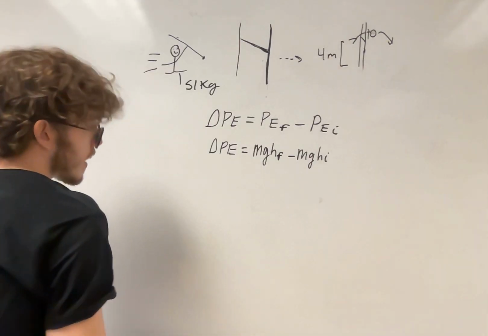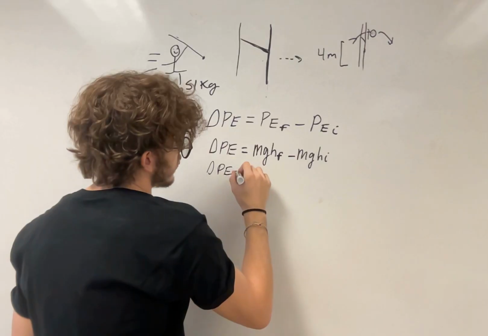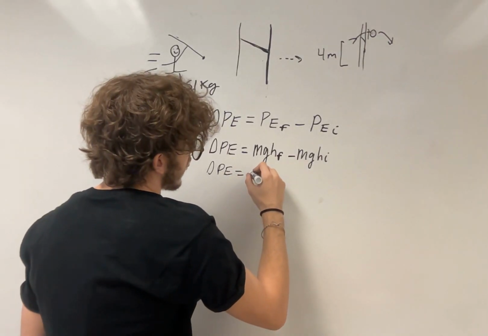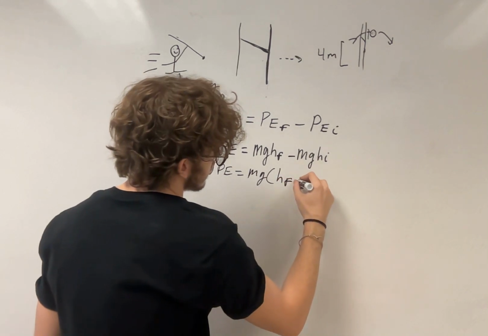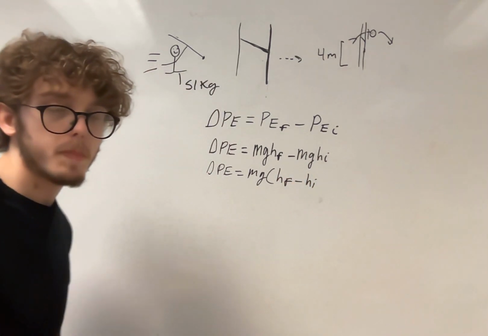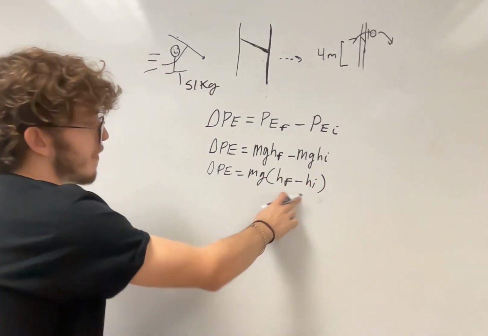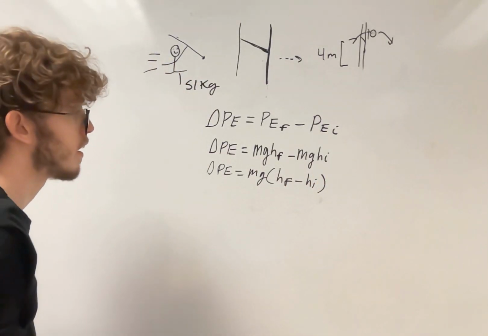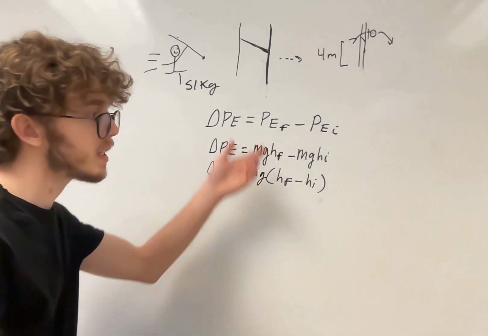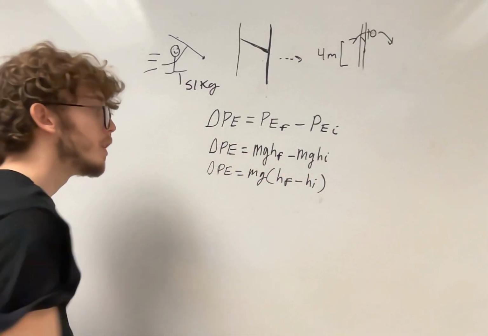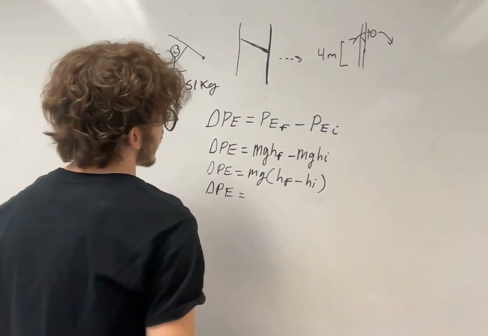The reason I bring that up is we can factor out a mass and a gravity. So we'll say the change in potential energy is equal to mass, gravity, times h final minus h initial, which basically says it is the final height minus the initial height. Because if I were to multiply mass and gravity into each height respectively, we'd get the upstairs term. So we can write this, change in potential energy is equal to mass, gravity, height.